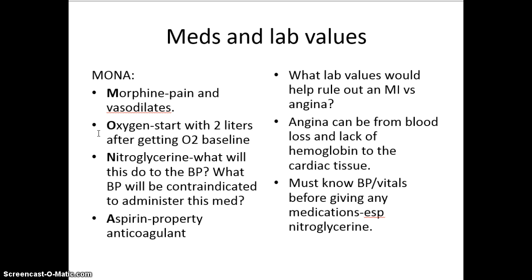Lab values, remember your troponins, your myoglobins, your cardiac markers that help us distinguish, are they having an MI, have they had an MI, and where are we at in that process. The angina can be from blood loss and lack of hemoglobin because of the cardiac tissue not getting enough oxygen. So when you look at what lab values would be ordered, if somebody came in with chest pain, they might be anemic and having chest pain as a result of the anemia.